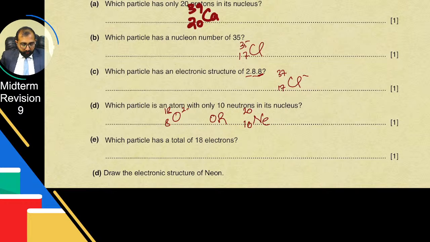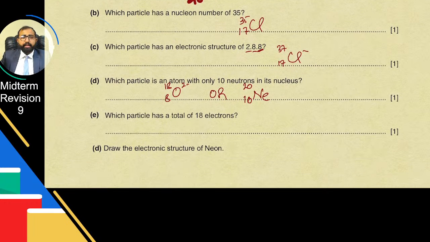All right, moving on. Which particle has a total of 18 electrons? We just figured that out. So it is chlorine 17, 37 with a negative charge. Don't forget the negative charge, okay?